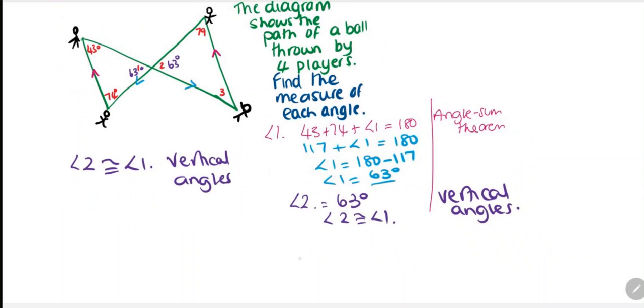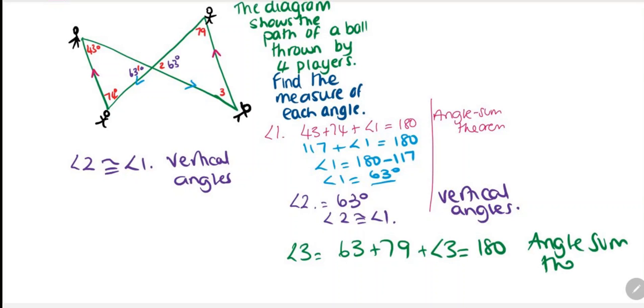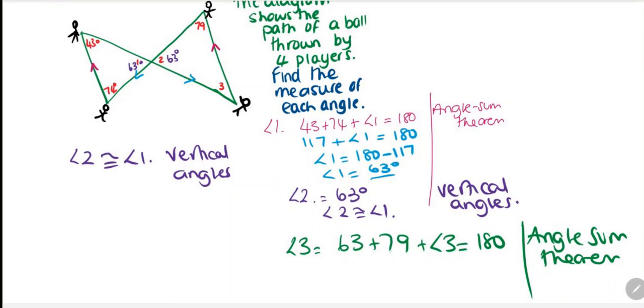Now angle 3, this is in a triangle. So we know that 63 and 79 and angle 3 is 180 because that is the angle sum theorem. So if we add them together, 63 plus 79 is 142. So this is 180 minus 142, which is 38. So angle 3 is 38 degrees.